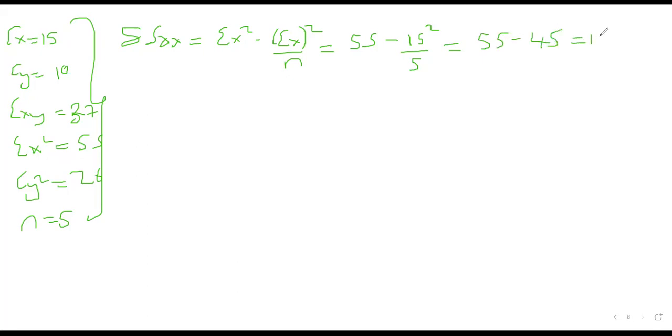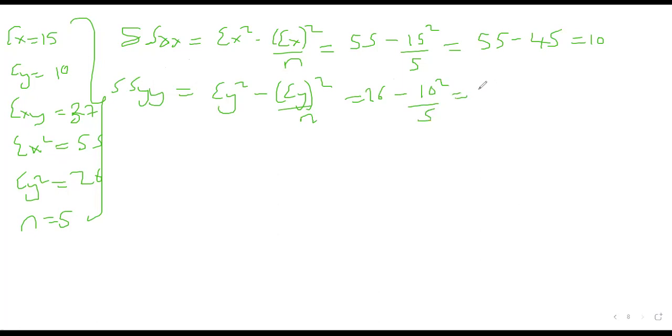Then sum of squares yy. Y is throughout. So the summation of y squared is 26 minus 10 squared over 5. 100 over 5 is 20. 26 minus 20 is equal to 6.